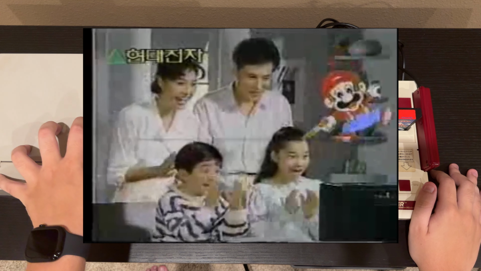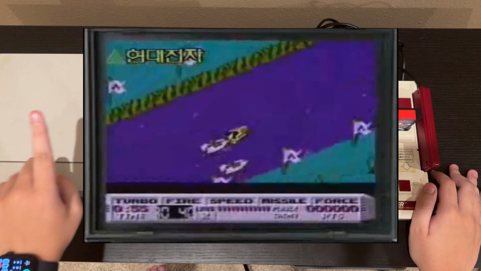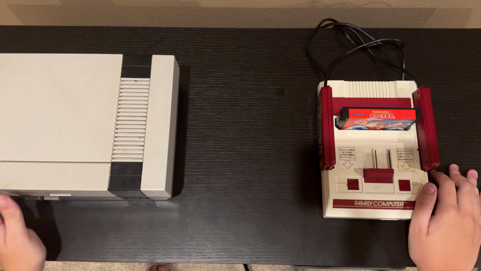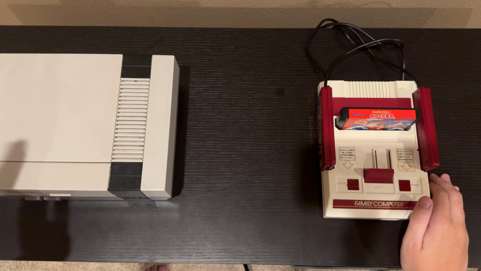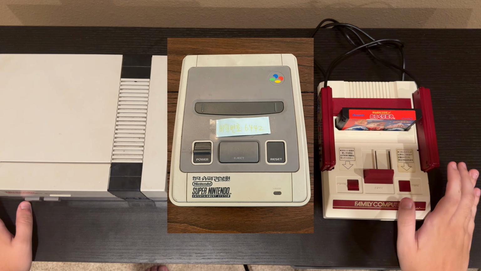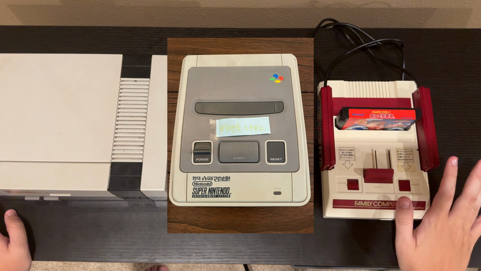It is just an NTSC. I believe it's NTSC. I don't know about the region, but it should be NTSC because Korea is NTSC, so it's probably closer to an American NES than the Asian one. They also made a Super Comboy for the Super Nintendo. We'll get back to that in a minute.